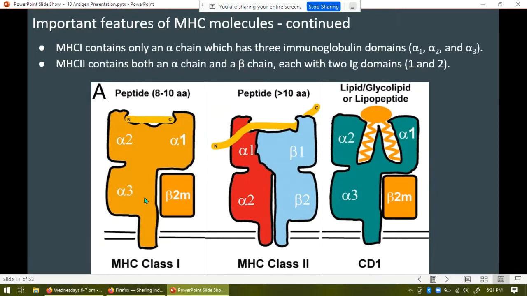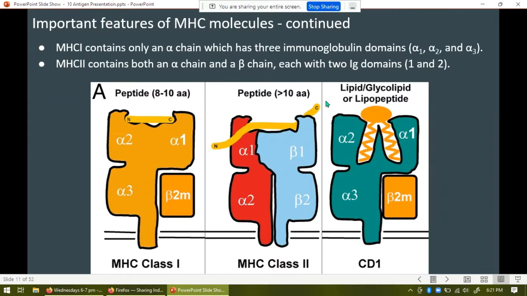MHC1 has only an alpha chain. That's why I say it's a one-legged molecule. And the alpha chain has 3 immunoglobulin domains referred to as alpha 1, alpha 2, and alpha 3. Not really an important detail, but maybe something to know. MHC2 has an alpha and a beta chain. So it's 2 polypeptides that associate with one another. And each of those polypeptides has 2 immunoglobulin domains.